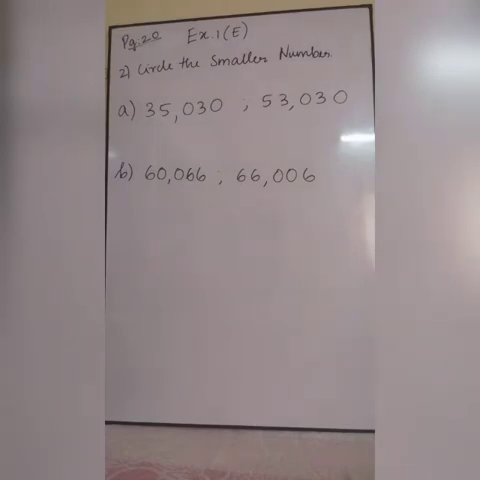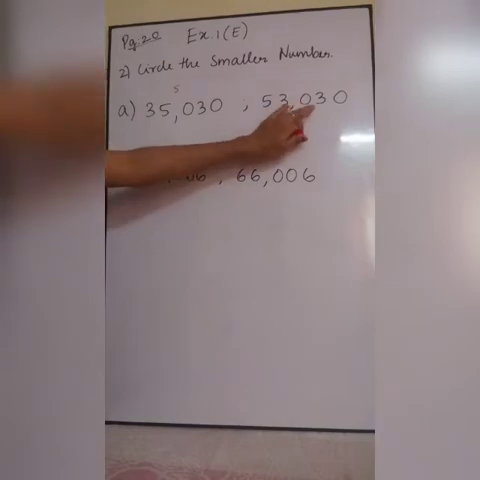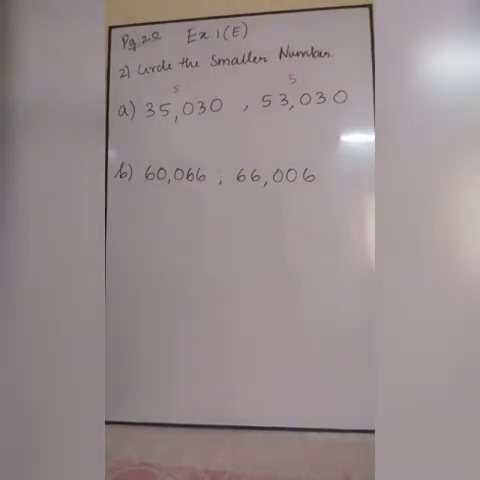Okay, so I am going to start comparing. First I should compare the number of digits. So we should count the digits, right? 1 2 3 4 5. 1 2 3 4 5. So both have the same number of digits, right? So we can't compare by the number of digits.